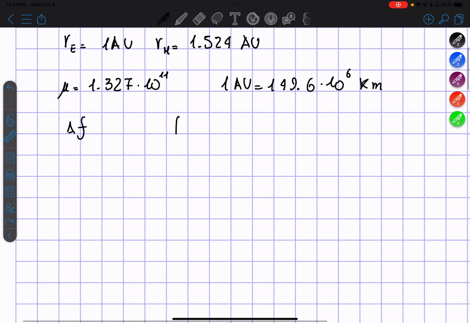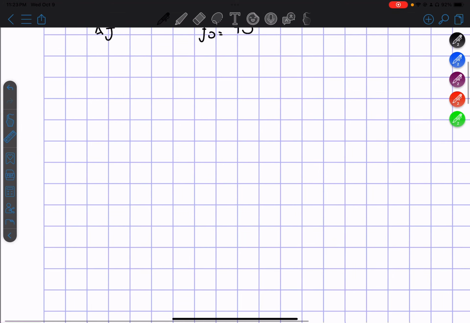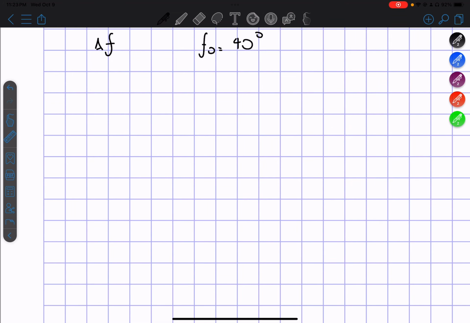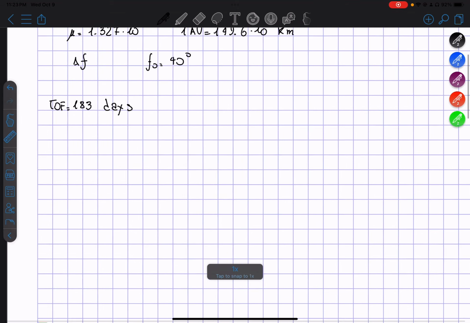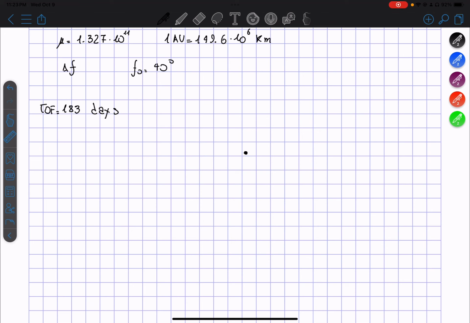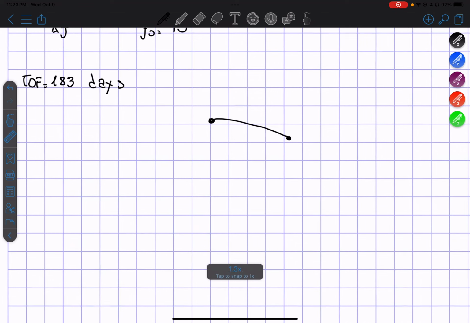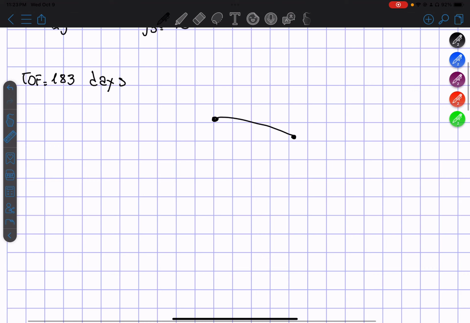Now, the initial F of Mars is 40 degrees. I'm going to keep that on the side. Now, the idea is while the satellite takes 183 days to fly to Mars from Earth, Mars is also going to move. While it's here at initial position 0, after 183 days, it's going to be at this point here. So we have to calculate what is the change between these two.